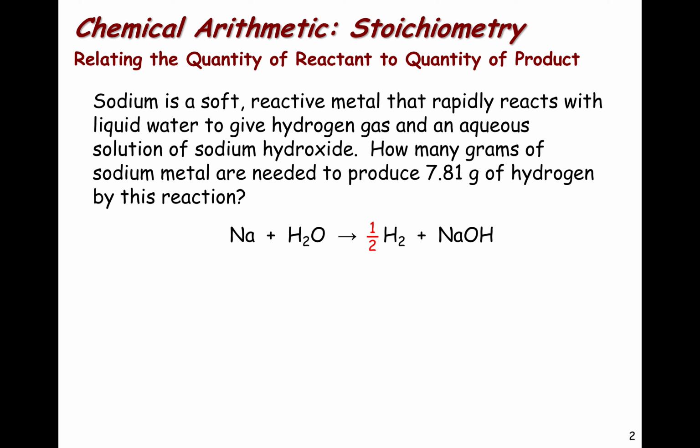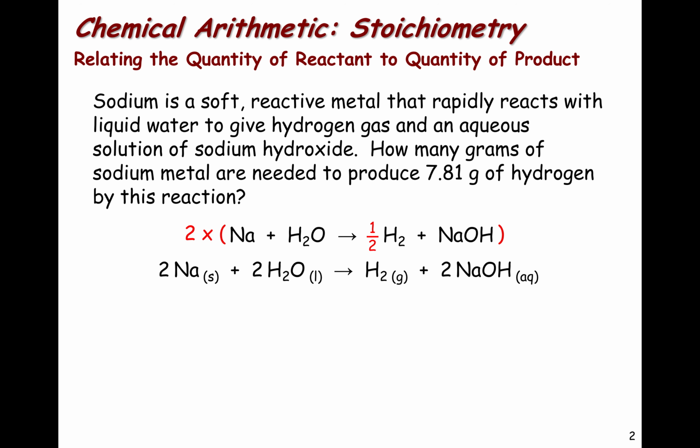At this stage, we need whole numbers, so if we multiply everything by 2, we can come up with our balanced overall chemical reaction. We then include our phase designations. Sodium is a solid, like most metals at room temperature, and of course water at room temperature would be a liquid. The hydrogen is going to be a gas, and the sodium hydroxide is an aqueous solution, so we use AQ.